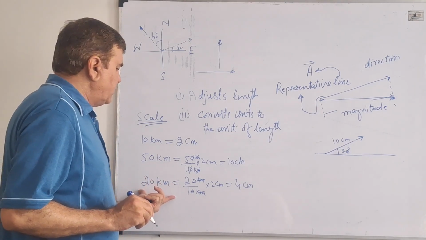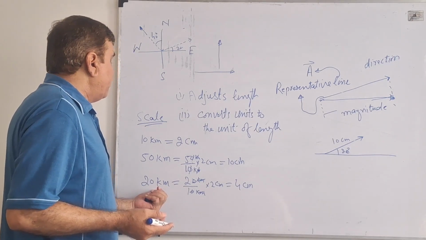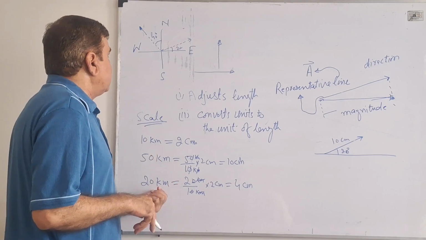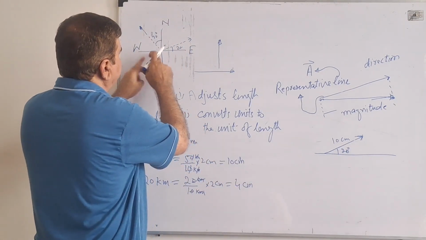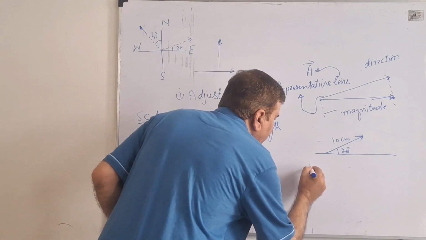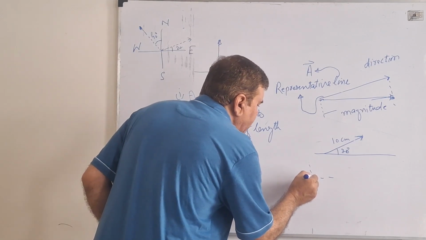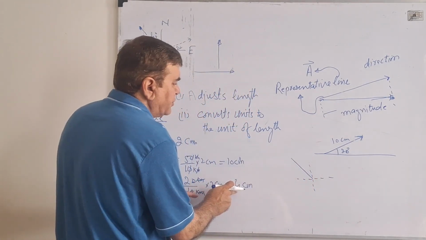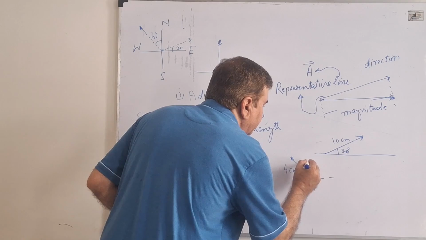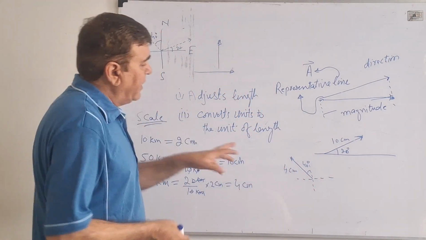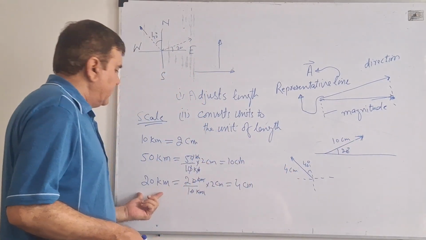Similarly, for this one, let's say this is a 20 kilometer displacement from north to west, at 40 degrees. Then in order to draw the representative line of this vector, I draw dotted lines. I'll draw a line of 4 centimeters, making an angle of 40 degrees with the vertical line, the north line. So this is the representative line of this vector, and this is the representative line of the other vector.